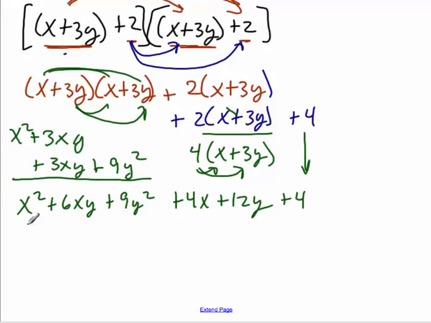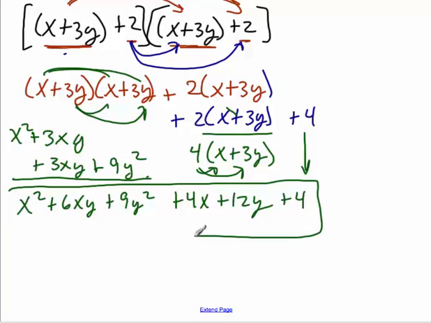And is there any more like terms here? X squared is the only x squared. 6xy, there's no more xy, there's only one, this is the only y squared term. No other single x terms, no other single y terms, and this is the only number. So I think this is the final answer.